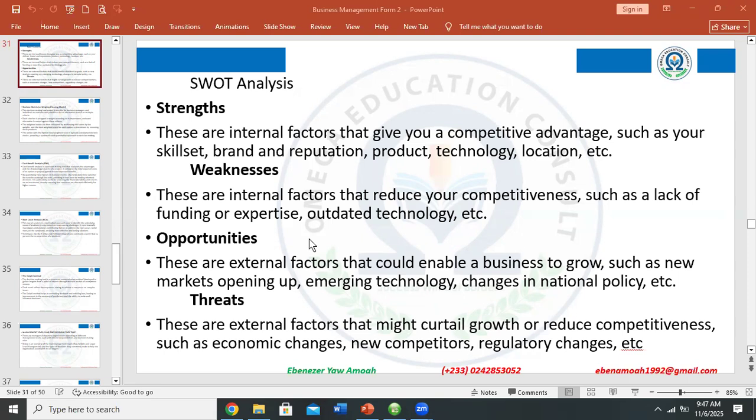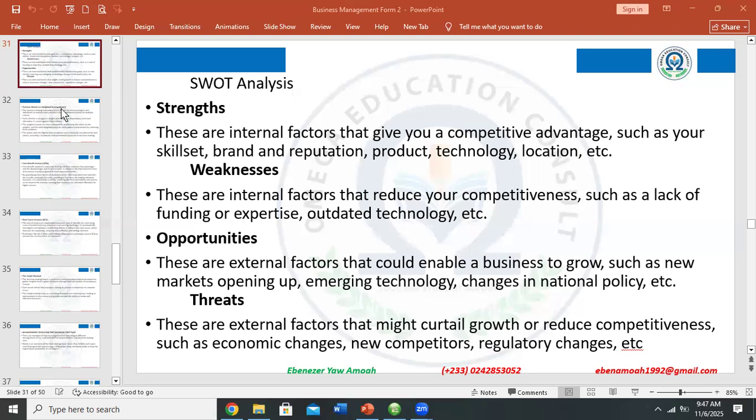So in terms of exams, you could be asked to do some of these analyses, specifically stating some of the strengths and weaknesses, opportunities and threats available to a certain business in a given case study. So please open your minds around these concepts. Thank you. Please, any question before we move on? Okay, so now let's go to the next one.